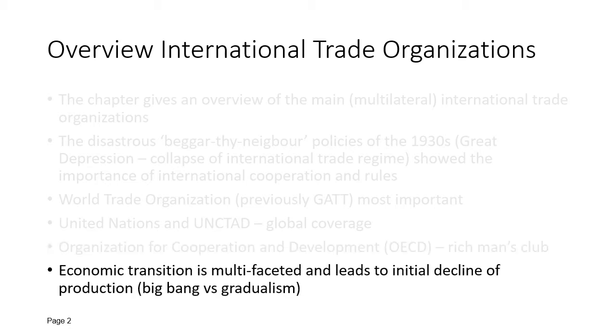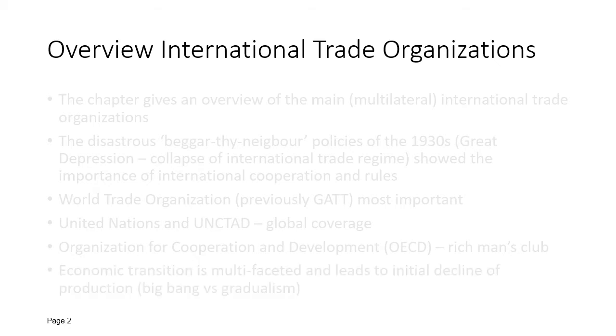And then we're going to look at the idea that economic transitions are multifaceted and lead to an international decline of production. So we're going to look at the idea of Big Bang versus gradualism, and we're going to look at those terms when we cover them a bit later.